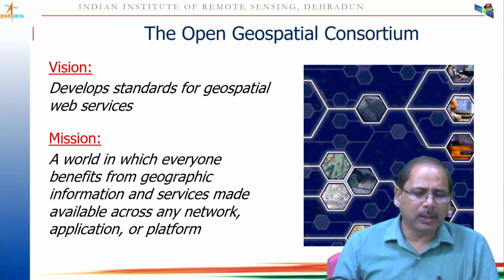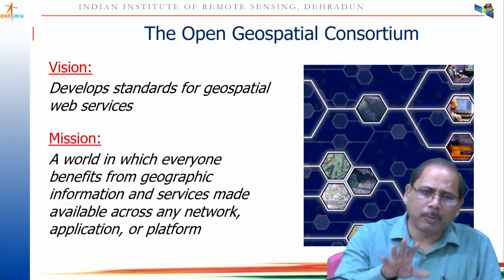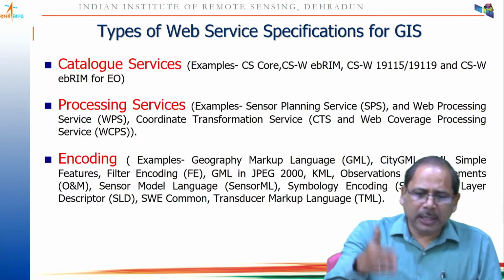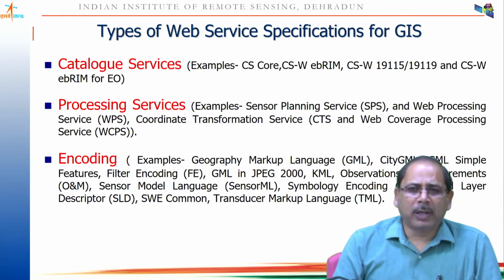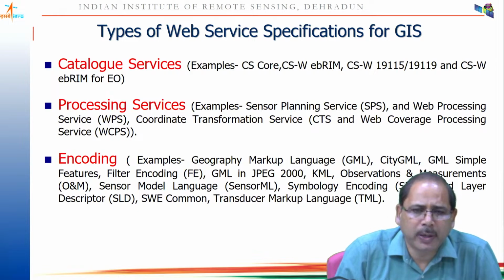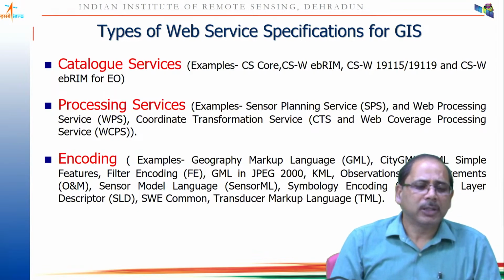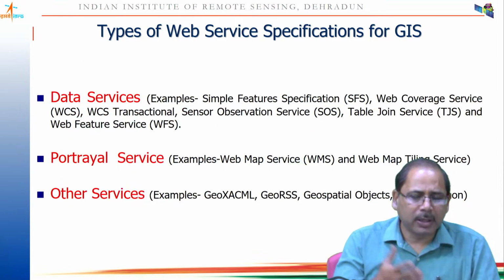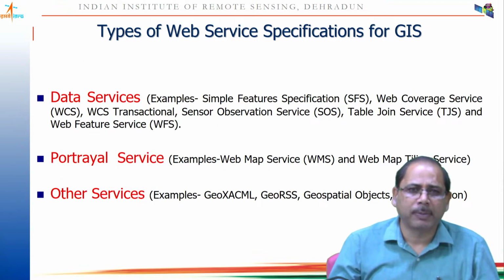Basically, they work so that everyone benefits from geographical information and services made available across any network, application, or platform. They talk about the interoperability of geographical data. These are some of the popular service specifications from OGC, especially when you are dealing with online GIS applications. We call them web services, like the catalog service, the processing service, the encoding service, data service, portal service, and other services.